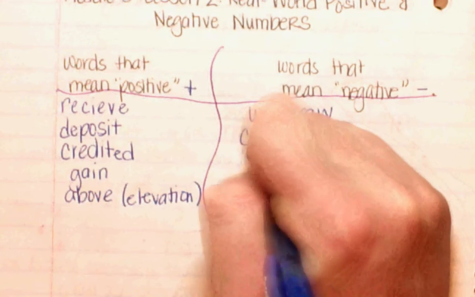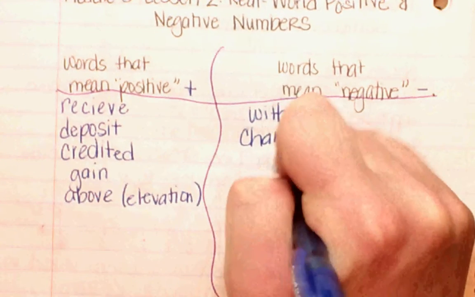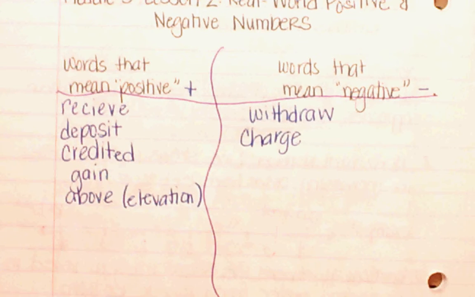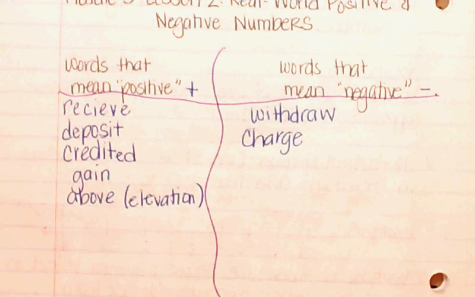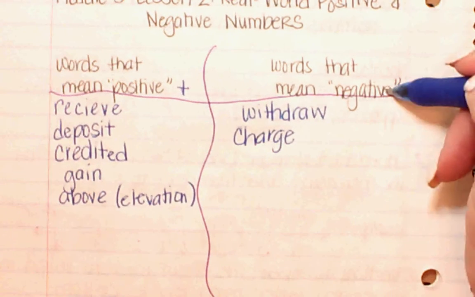Charge. This one's tricky because you hear charge, you think credited, okay, it's a positive number, but no, it's not. To charge means, when you charge something on your credit card, you are taking money from your credit card account. So again, take away, the take away sign, negative number.